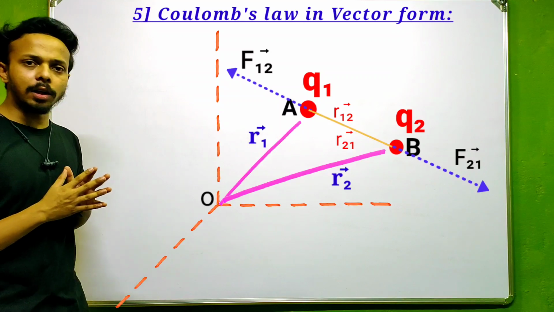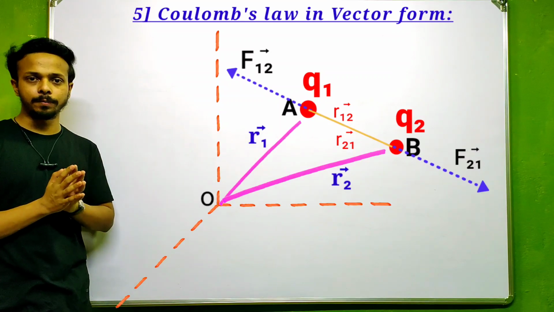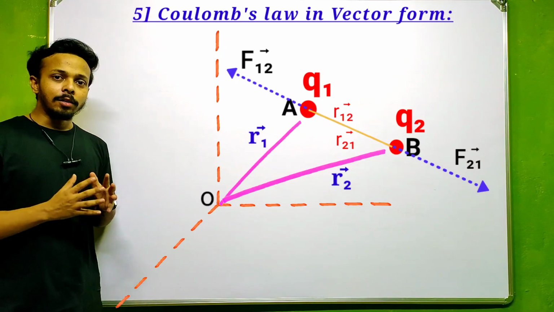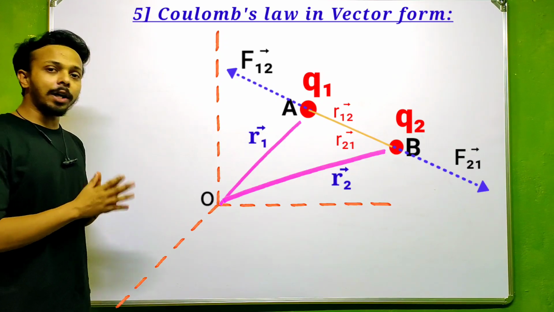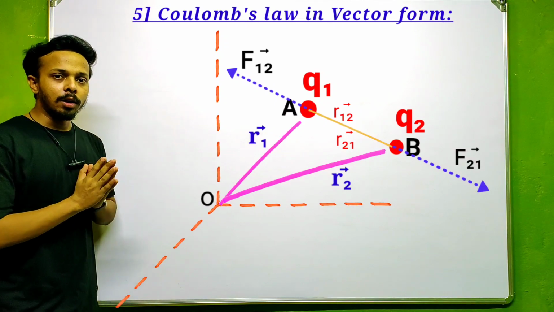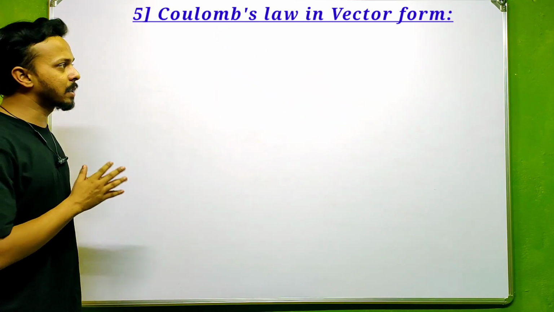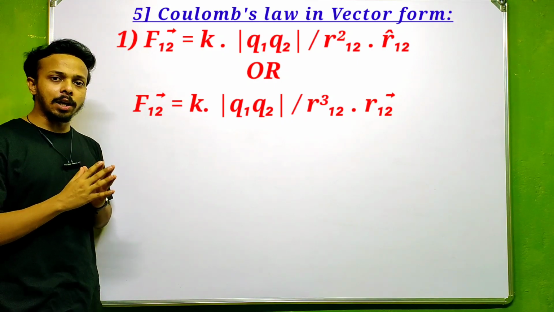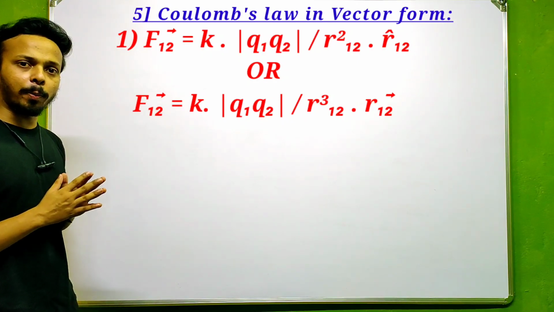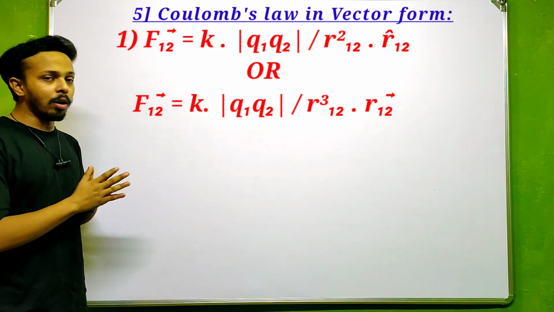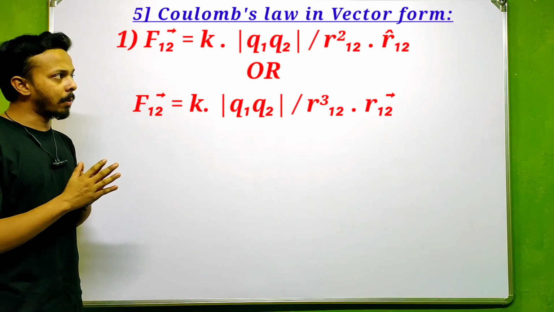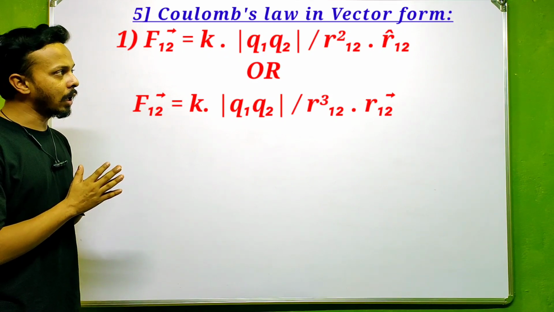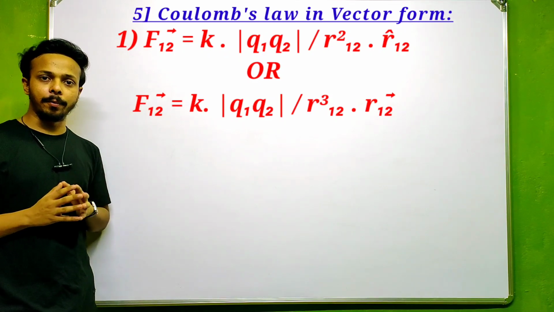So here for the example you are taking both, okay. And now let us represent the Coulomb's law in vector form. So the Coulomb's law in vector form is represented as F12 vector is equal to 1 divided by 4 pi epsilon naught, modulus of q1 q2 divided by r12 square, into r12 cap.